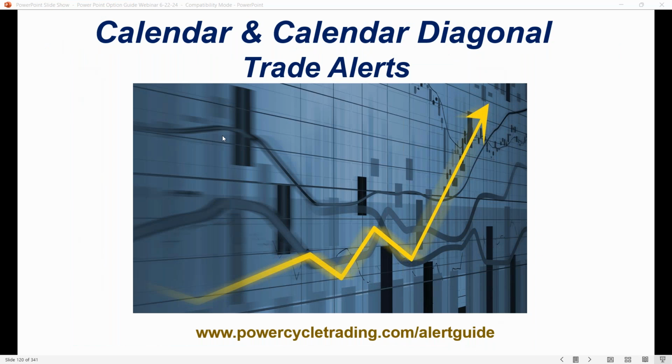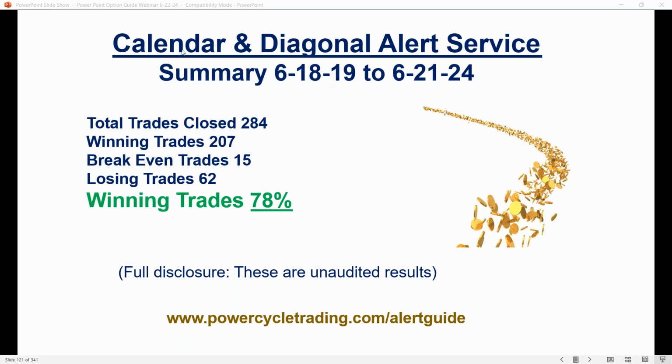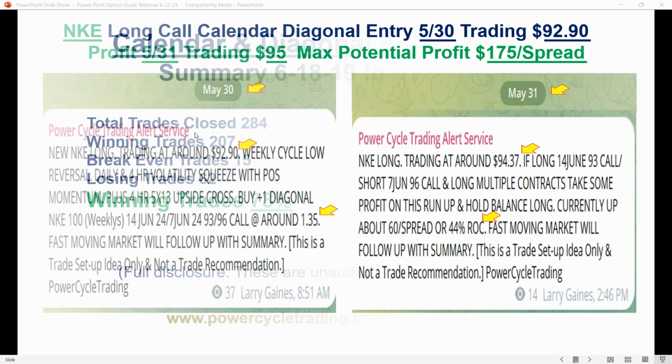And so just a few more, just want to make sure you get a variation of the trades that I'll send out if you're interested in this. And here's the counter diagonal alert service. Started this back in June of 2019. And we do a lot of these because these kind of trades will give you a little bit more time to have the trade work out. So you can see we had 284 trades closed out, 207 winners, 15 break even, 62 losers, around a 78% winning rate, again, unaudited. And here's just a few more to show you what you're looking at.